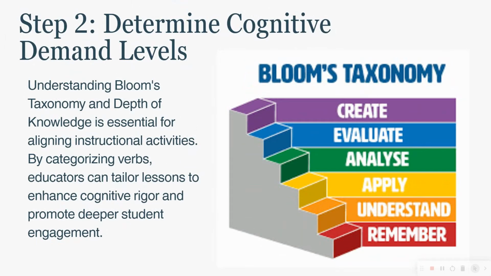Step 2 is determining cognitive demand levels. In order to do this efficiently, we must understand Bloom's taxonomy and depth of knowledge. These frameworks are essential for aligning appropriate instructional activities. By categorizing verbs, we can tailor lessons to enhance cognitive rigor and promote deeper student engagement. Once the skill or the verb is identified, teachers must determine the required level of student thinking, which dictates the rigor of the instructional tasks.